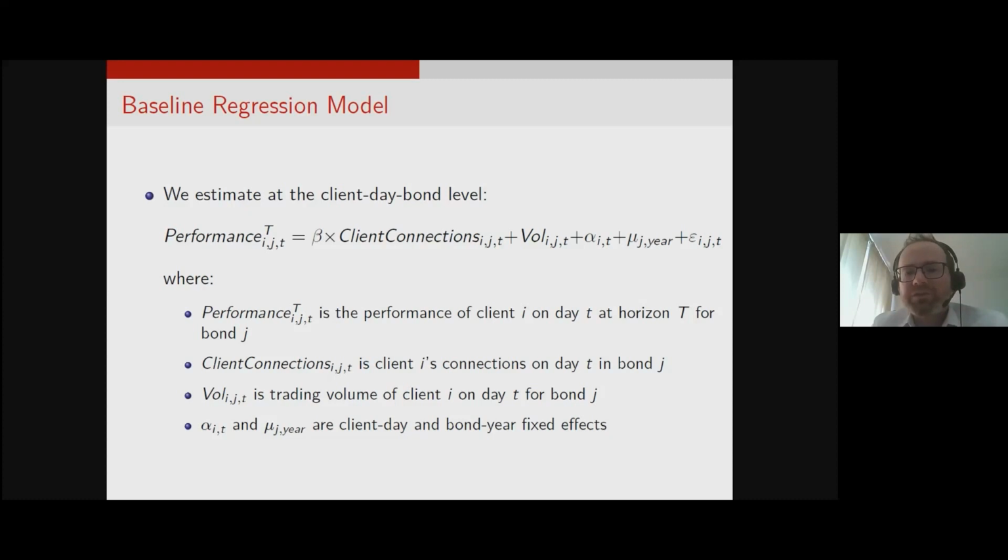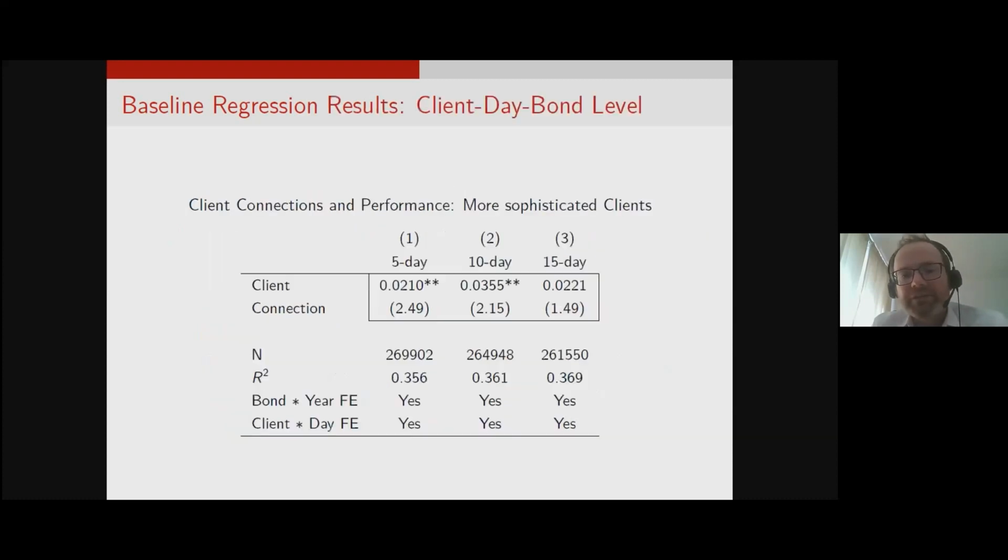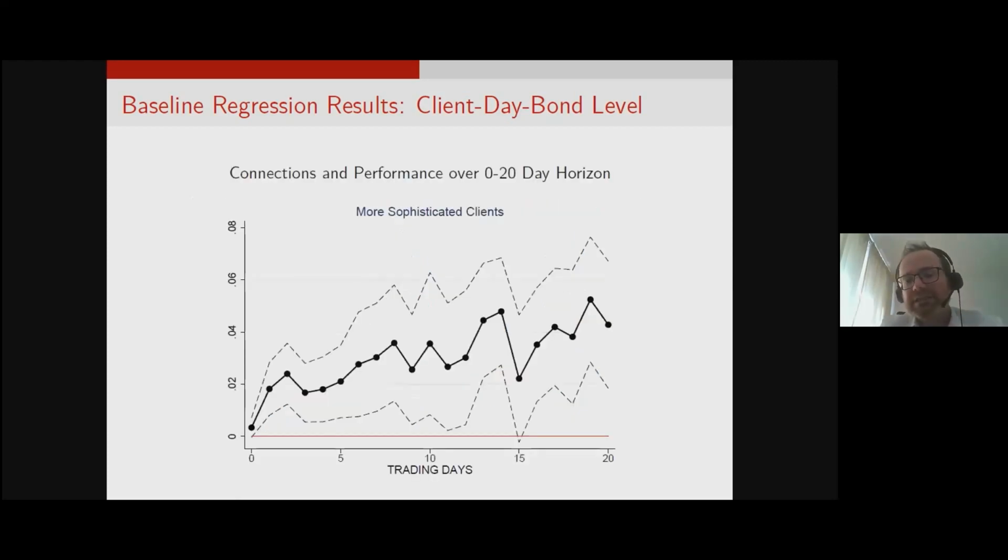Now, what's the beta estimated over different horizons? Basically, we're looking at 5, 10, and 15-day horizons, and what we find is that an additional dealer connection is worth about 2, 3, 3.5 basis points, depending on the horizon you look at. And in this specification, we are focusing on more sophisticated clients, such as asset managers and hedge funds. Let me show you how this looks over a longer horizon, and let me show you the betas across the 0 to 20-day horizon.